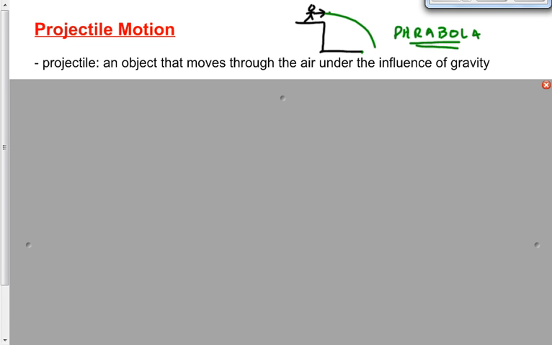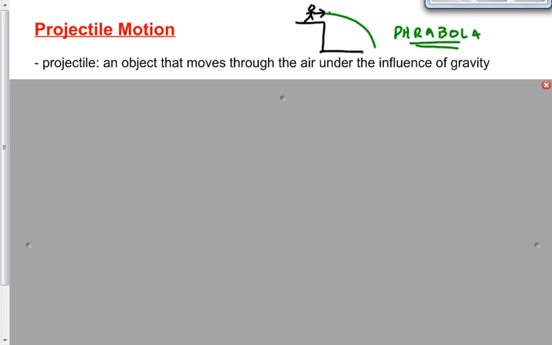The idea that the bullet that's fired straight out will hit at exactly the same time as the bullet that's dropped straight down. We would think intuitively that the bullet that's fired out by the gun at 300, 400, 500 meters per second is going to take a lot longer to hit the ground than the bullet that's just dropped straight down. But it doesn't.